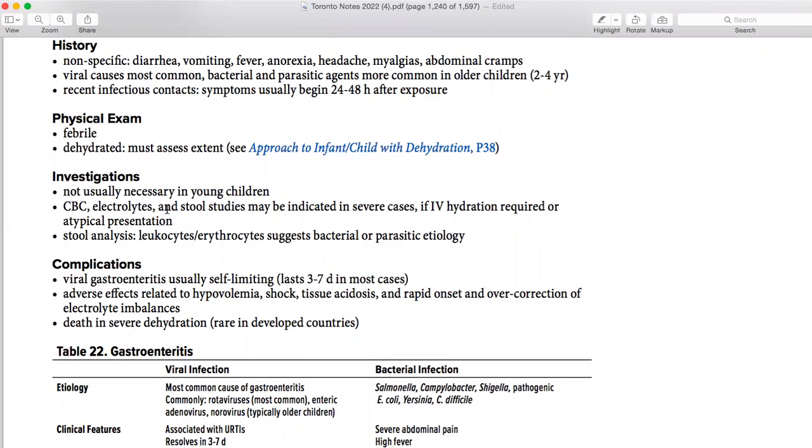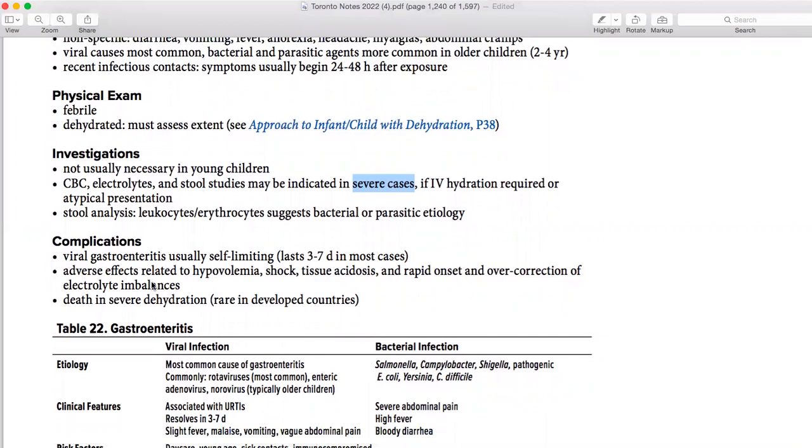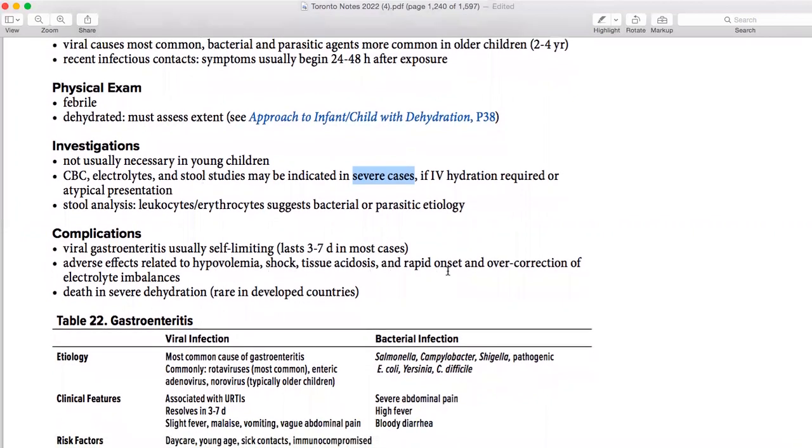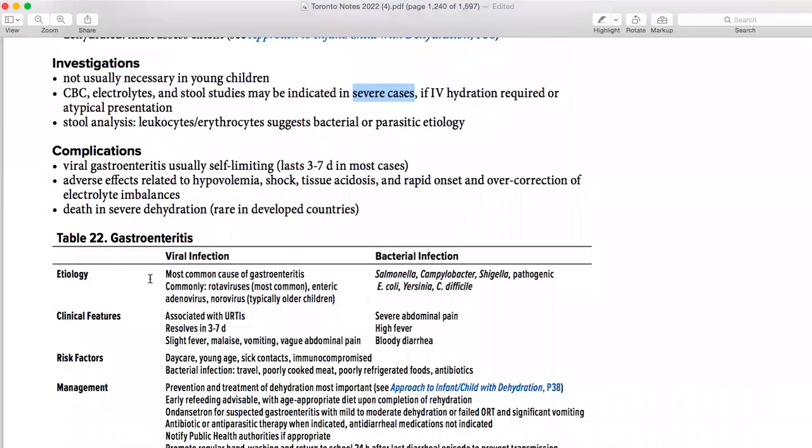Okay. CBC, electrolytes, stools, and maybe indicated in severe cases. They keep on mentioning only in severe cases. So it's very important where you are going to start your investigation. If IV hydration is required or atypical presentation, then leukocytosis, erythrocytosis. Then complications are written: hypovolemia, shock, acidosis, rapid onset, overcorrection of electrolytes, and severe dehydration.